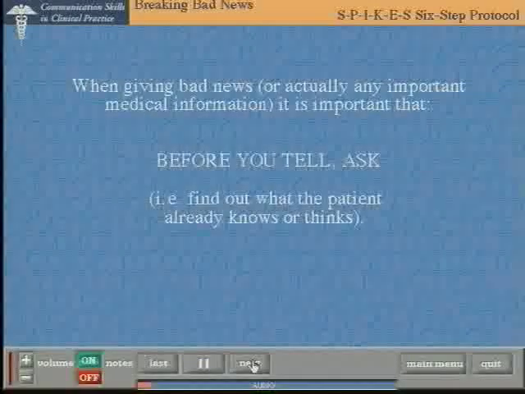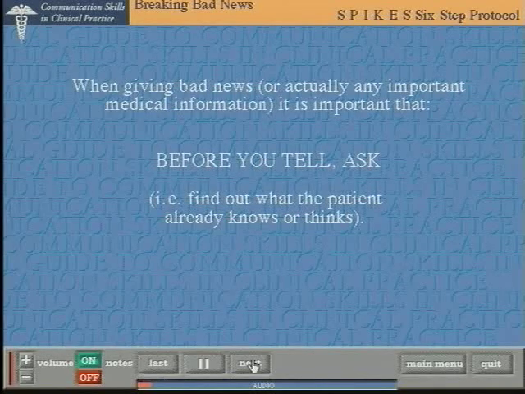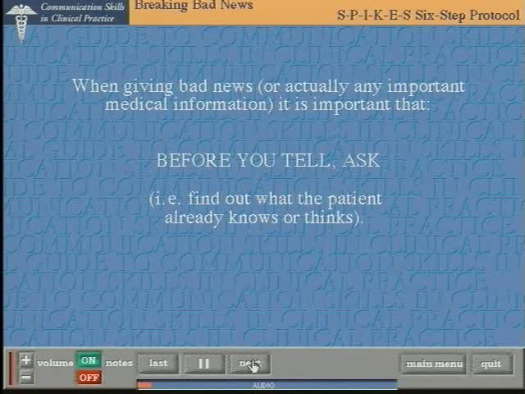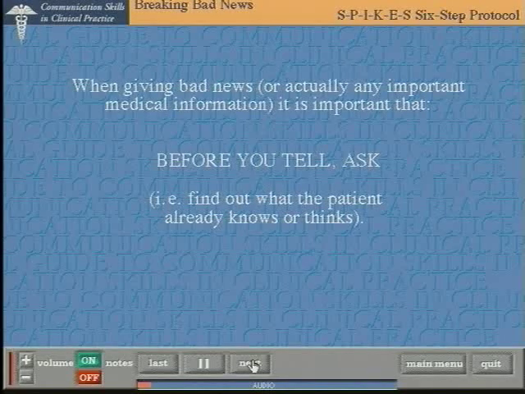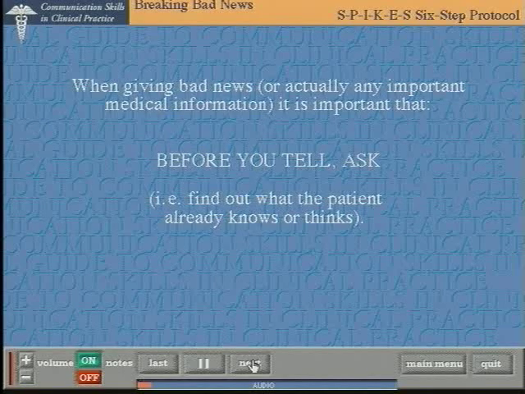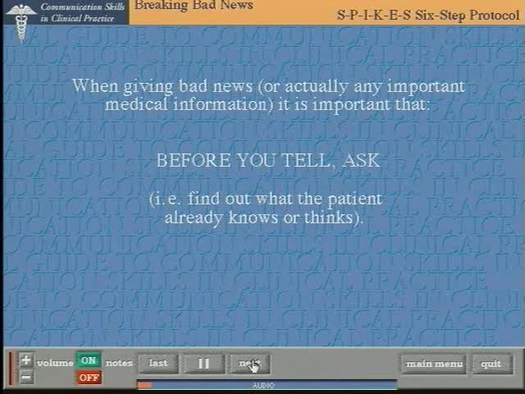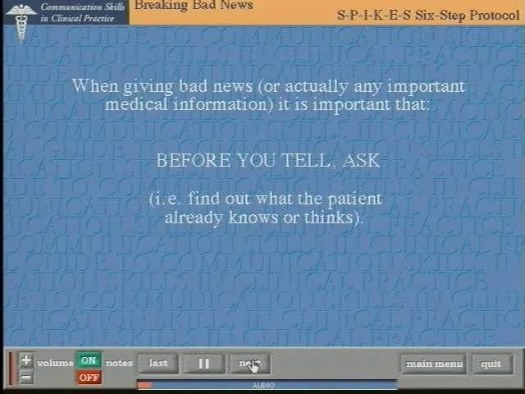As you're going to see in a moment, this point is built in to the 6-step protocol. It actually makes up the pivotal point of the interview, step 2 and step 3 of the 6 steps. To put it in a nutshell, it means that before you tell a patient the bad news, you need to ask them what they know or suspect about the situation so far.